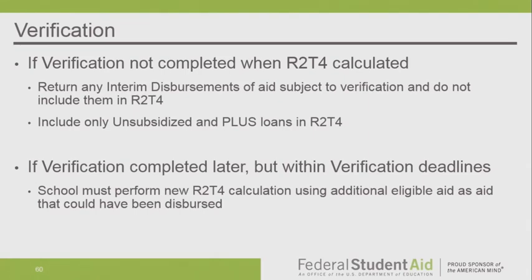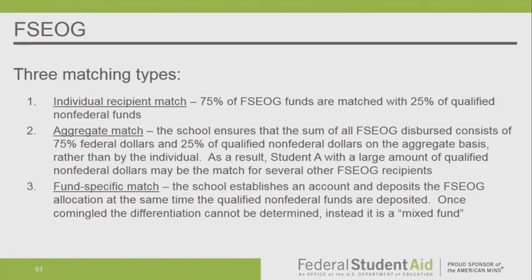Now, if the student is still within your deadline for your verification policy and they get those verification documents into you, then you complete verification, determine the student's eligibility, and you would need to do a new R2T4 calculation based off of the results of the verification. Those things are a little bit complicated, and you hope you don't get in those situations.